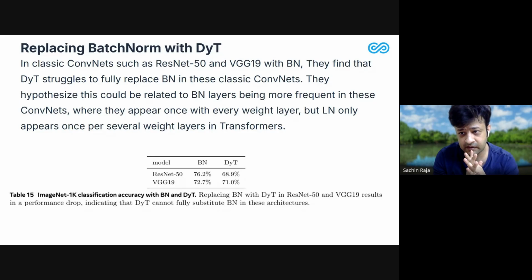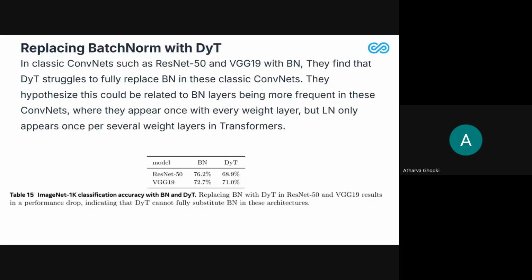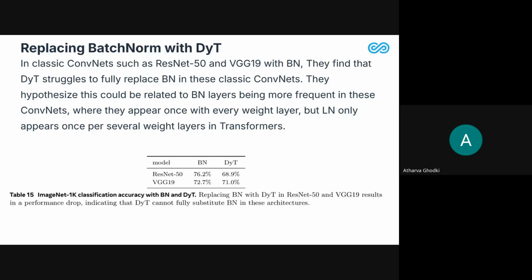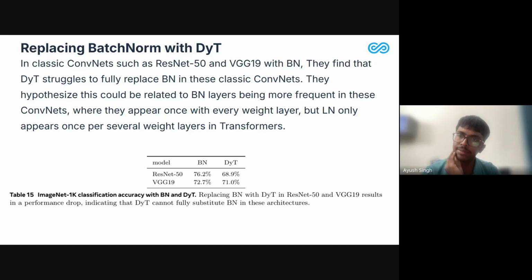Also, did they mention how they discovered this function? Like, did they switch from sigmoid to this function? Yeah, actually, it's there in a later section. They did some ablation with the activation functions, but they only reported it for the ViT part. We shall discuss it later in the slides, I guess.